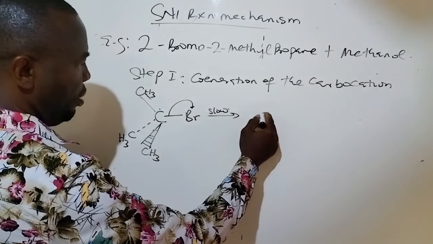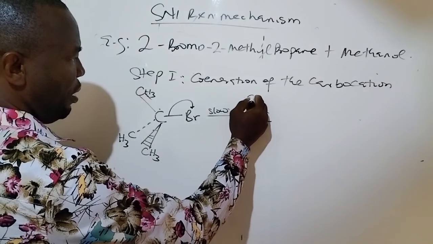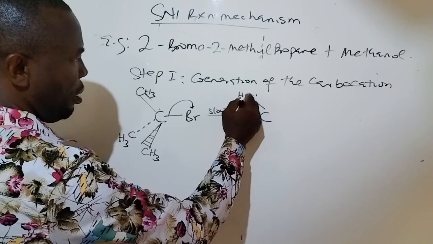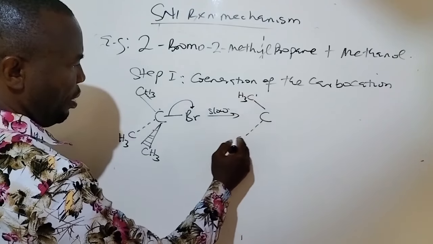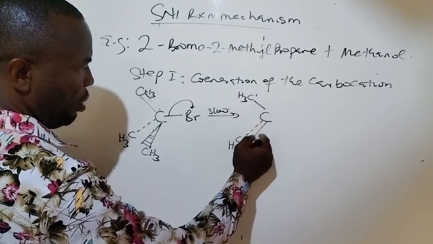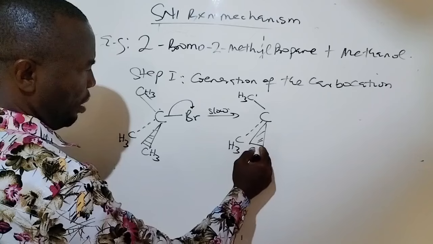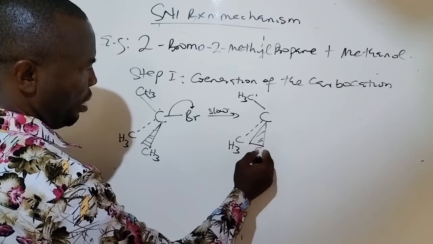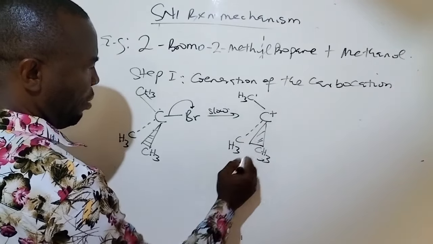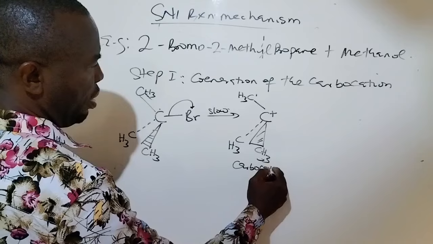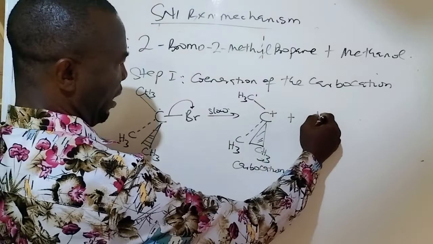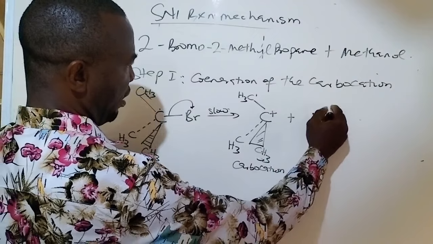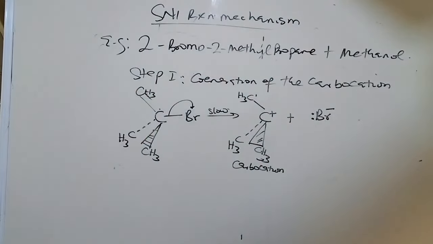So now I have CH3, then CH3, then the wedge to the methyl group, and then positive. This is the carbocation generated, and then the bromine, or bromide ion, departs with the excess electrons. So that's the first step in the reaction. Generation of the carbocation is of paramount importance. So we have that produced.